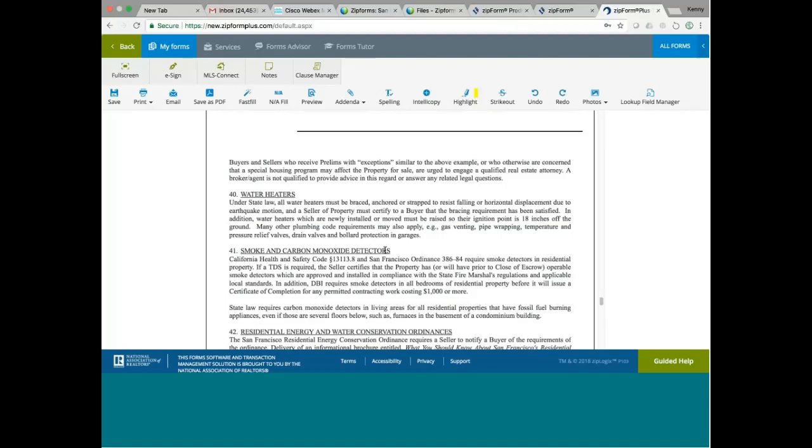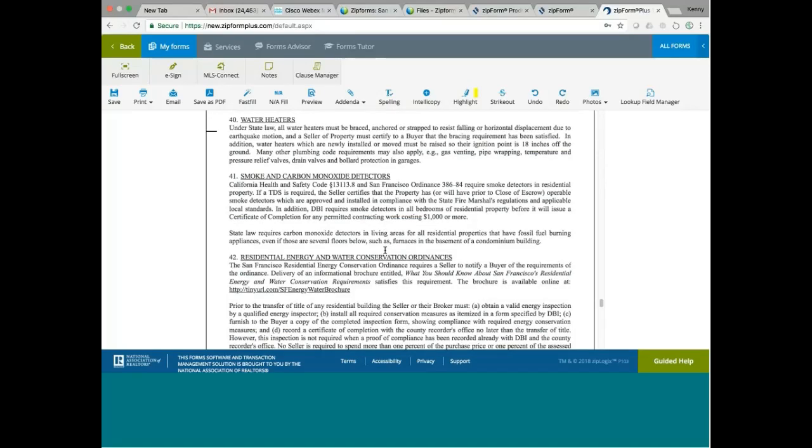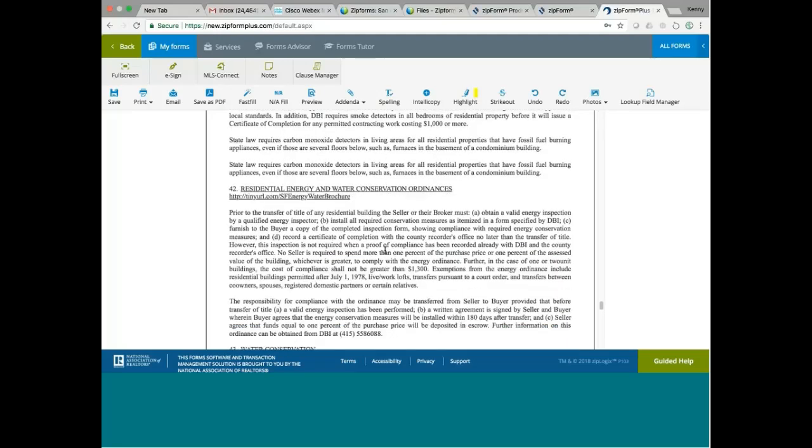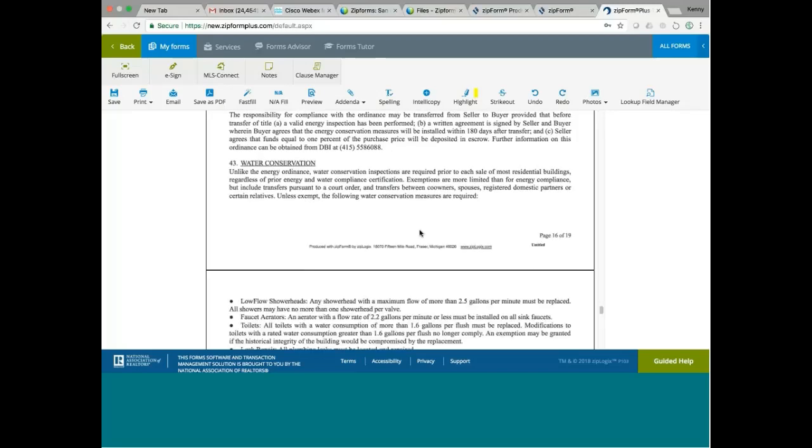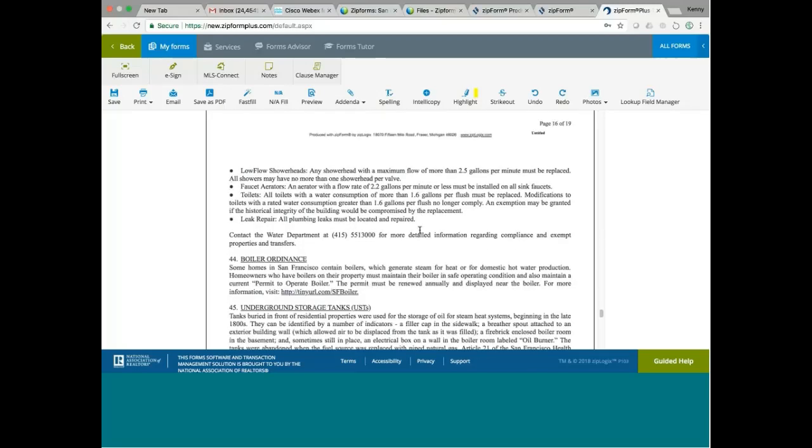Water heater. I don't have to talk about that. Smoke detector. I'm sure we don't need to talk about that. Residential energy and water conservation ordinances. This is actually common to other places as well, so we're not going to talk about it. Water conservation, same thing. So I won't talk about it.